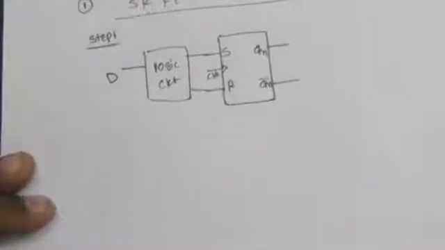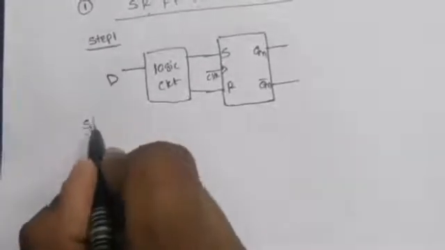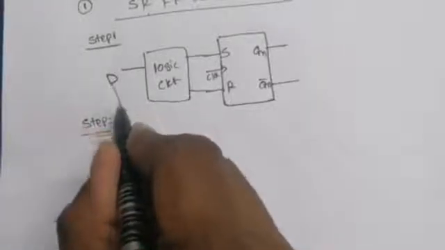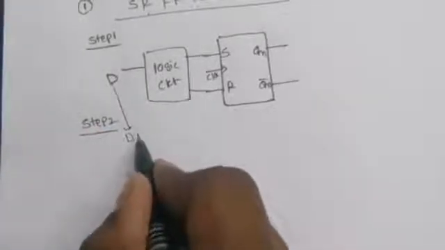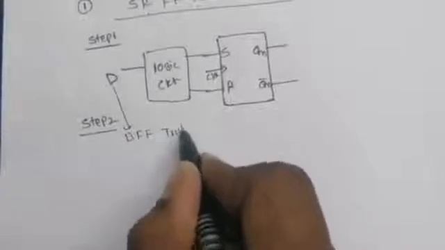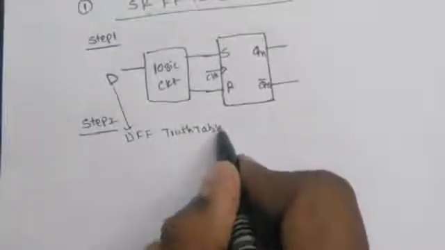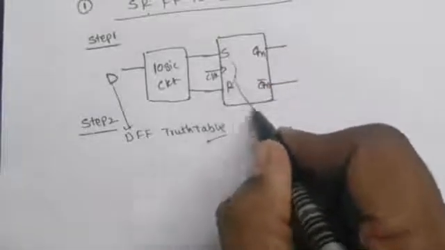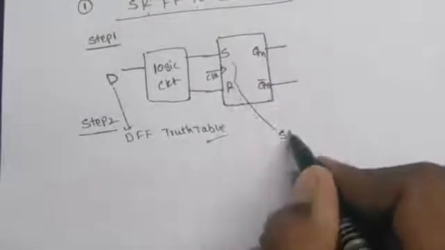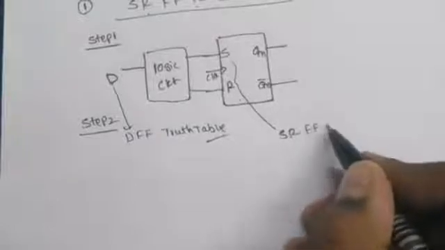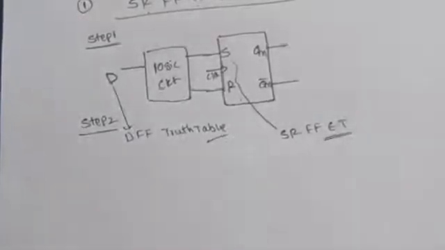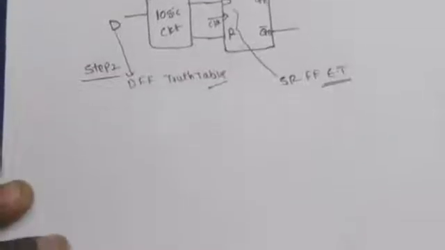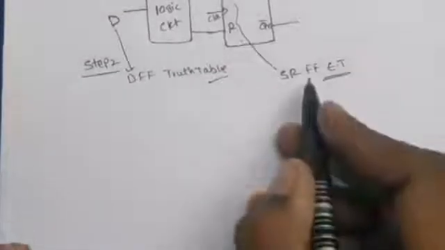In step 2, for the required D flip-flop, we have to know the D flip-flop truth table. After that, for the available SR flip-flop, we have to know the SR flip-flop excitation table. The truth table we already discussed in the last video, and we also have to remember the excitation tables.